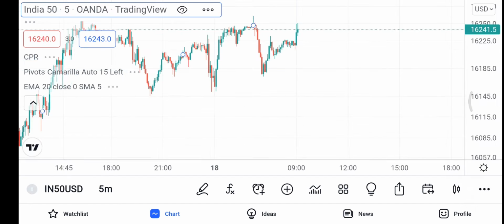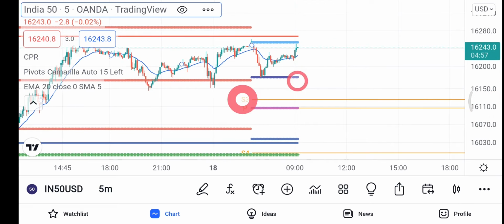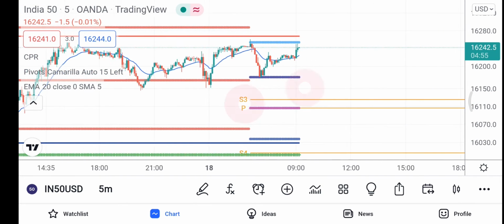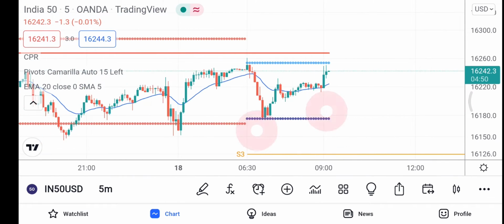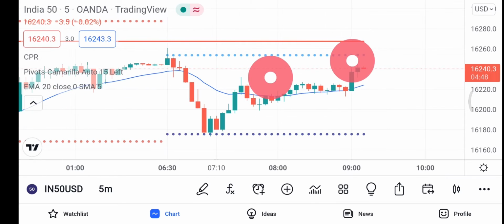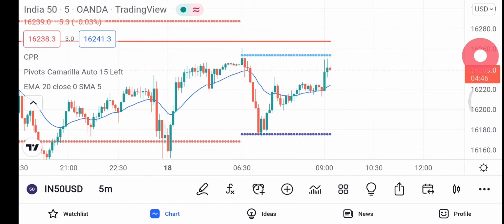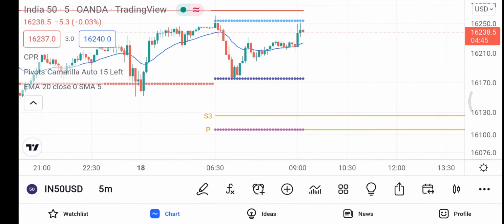See, in India 50 chart the candle is trading above this daily CPR and below this previous day high and even the weekly resistance. So today we are going to see the first candle opening, and we are going to decide and we will plan our trade accordingly.